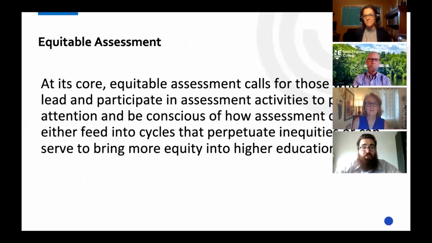So at its core, equitable assessment calls for those who lead and participate in assessment activities to pay attention and be conscious of how assessment can either feed into cycles that perpetuate inequities or can serve to bring more equity into higher education, right?